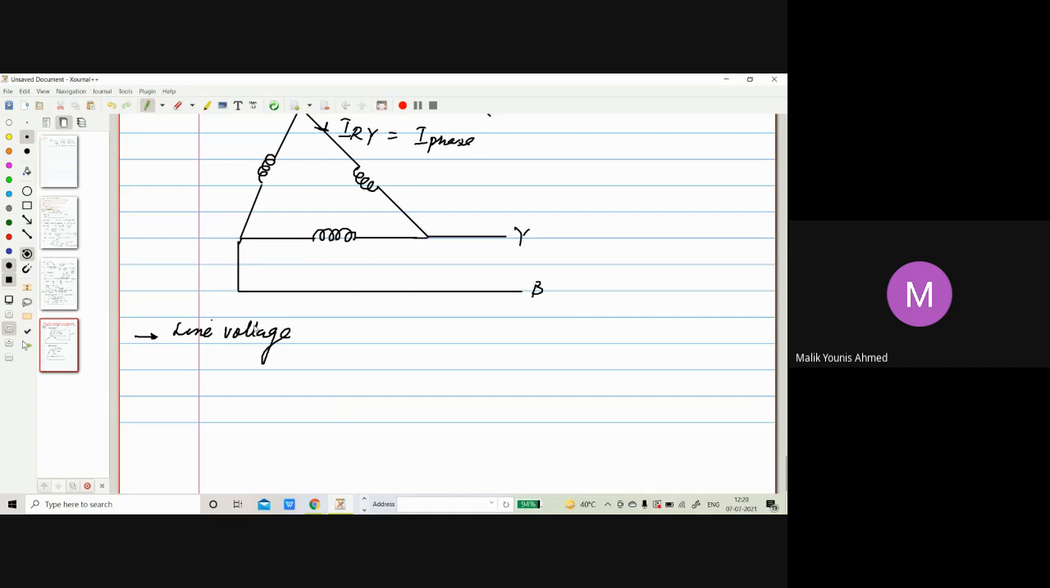Line voltage. Voltage measured between any two lines is known as line voltage.